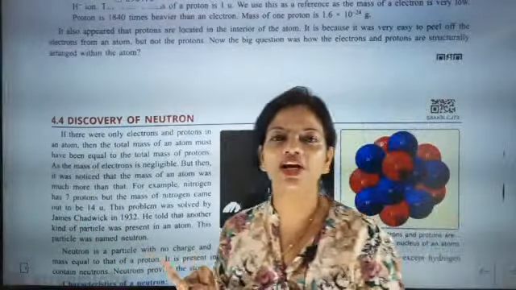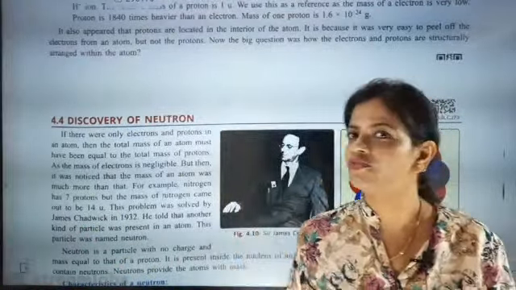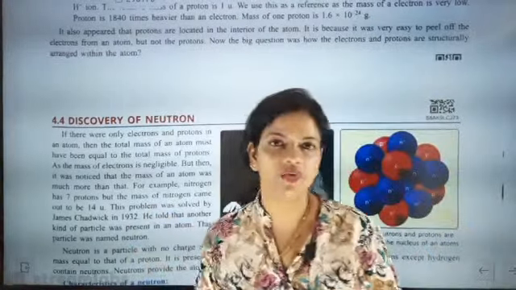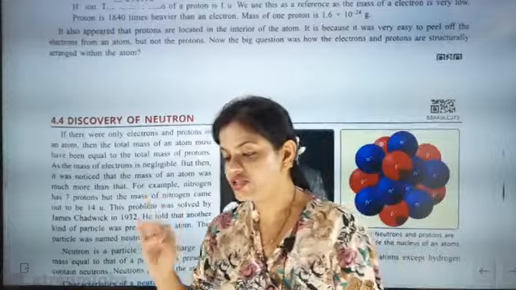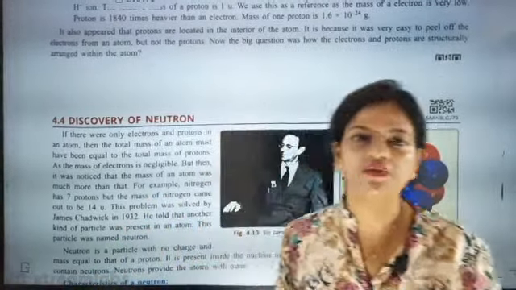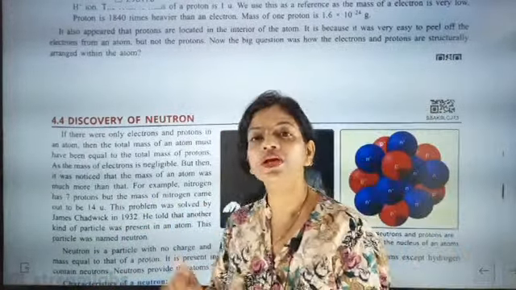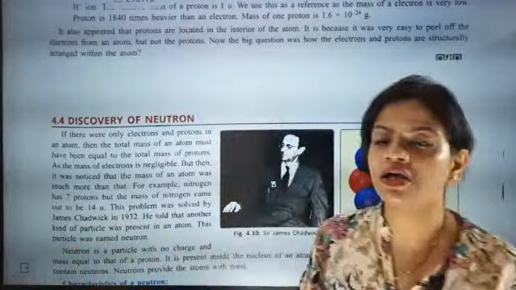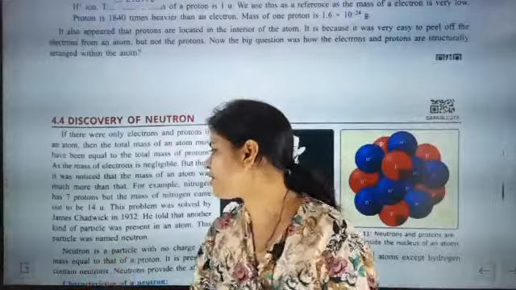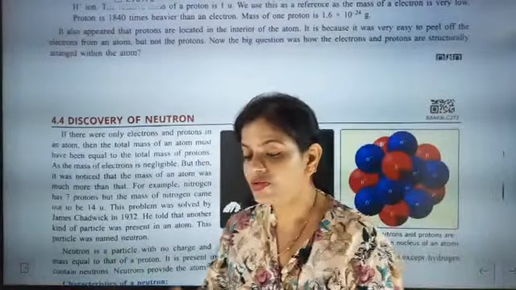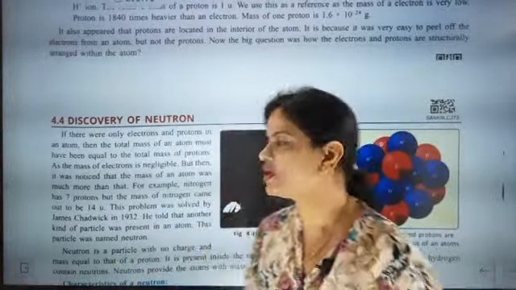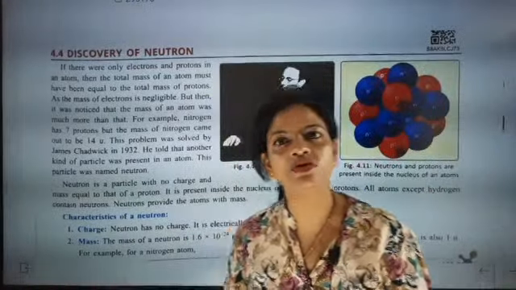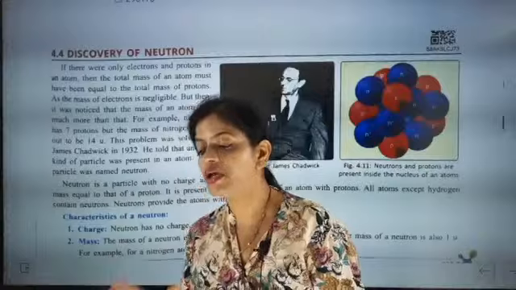Discovery of electron, Thomson. Discovery of proton, Goldstein. Discovery of neutron, James Chadwick, in the year 1932. He told that another kind of particle was present in the atom, and this particle was named neutron. Something else is present in the nucleus, and the name he proposed is neutron.